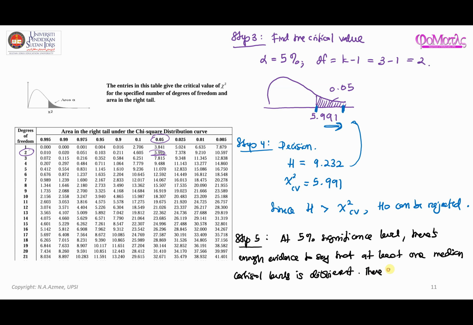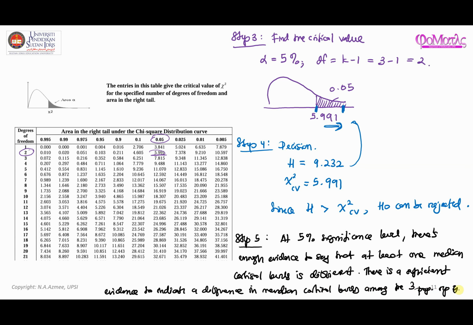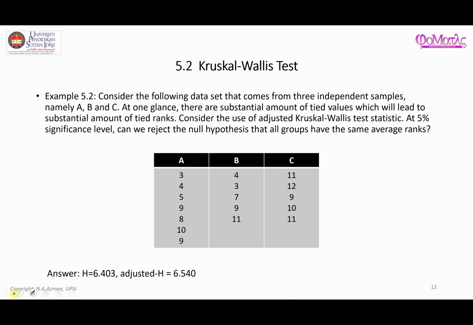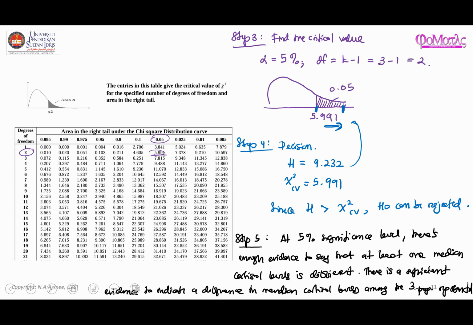Okay, so we can continue with that. There is sufficient evidence to indicate a difference in median, why I keep on saying median cortisol levels, among the 3 populations represented. I'm running out of space and my handwriting is really bad, but anyway, I hope you get the idea.